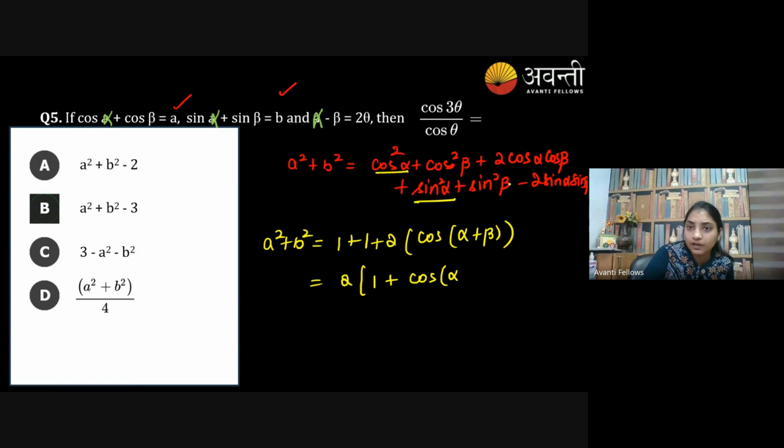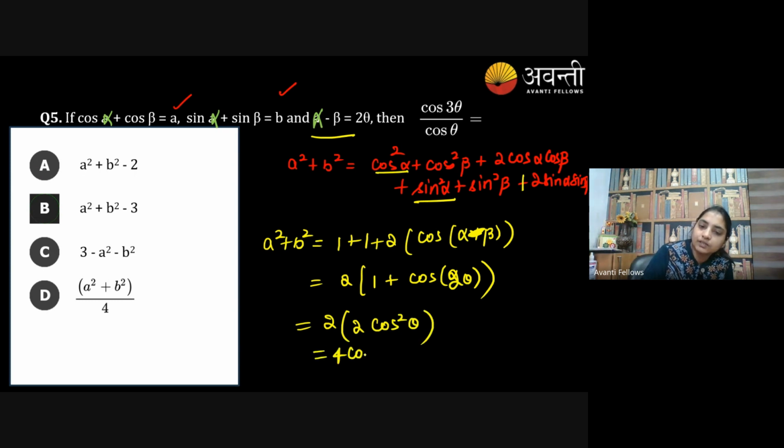Wait. You are squaring and adding, and both have plus, so the cross terms will combine to give minus. So it's going to be cos of alpha minus beta, which is 2 theta. So 2 into 2 cos square theta, which means 4 cos square theta. Any confusion till there? Any doubt?